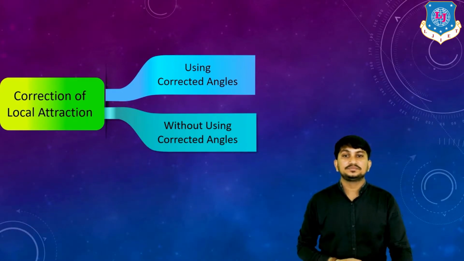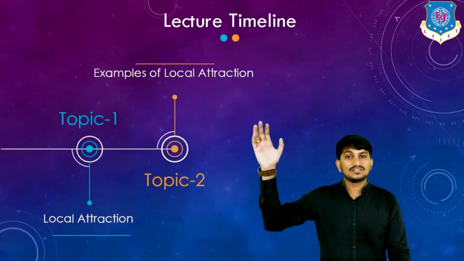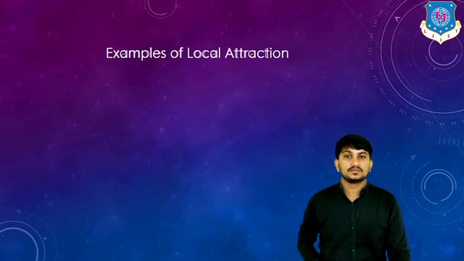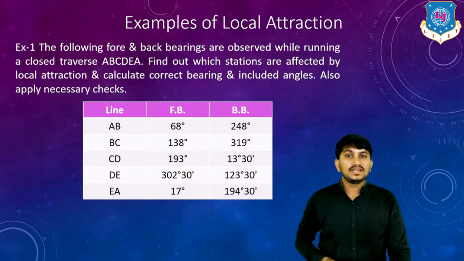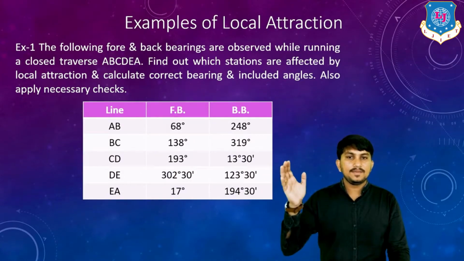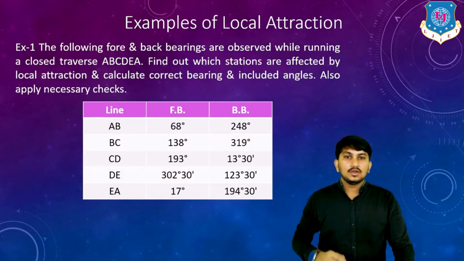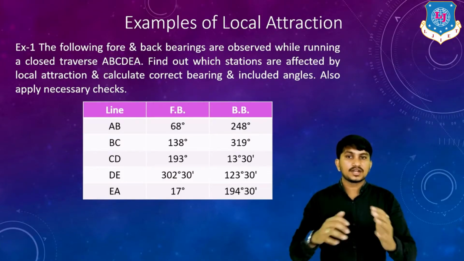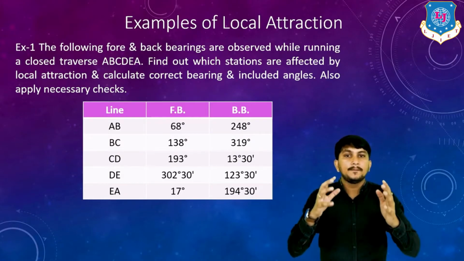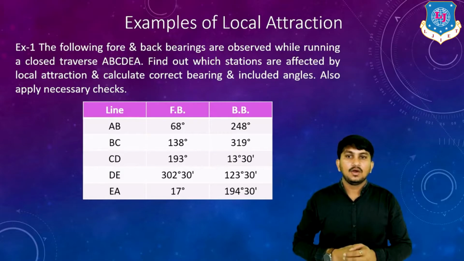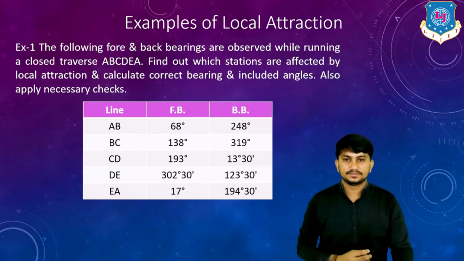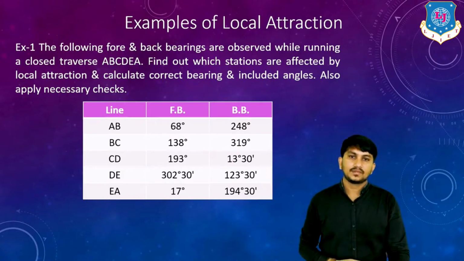Let's see the example. So the second topic is examples of local attraction. We will start this. The following fore bearings and back bearings are observed while running a closed traverse A, B, C, D, E, A. Find out which stations are affected by local attraction and calculate correct bearings and included angles, meaning interior angles. Also apply necessary checks. This is the data given.